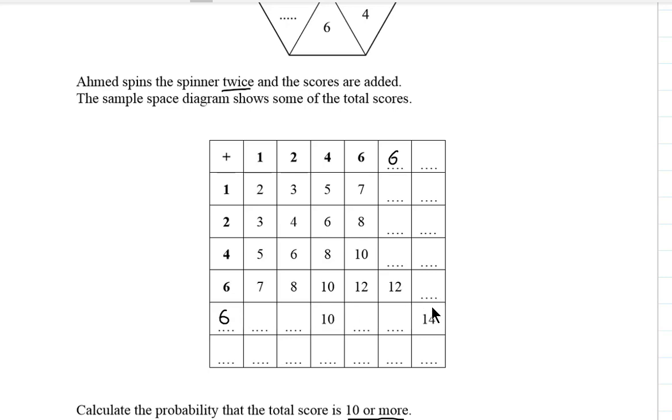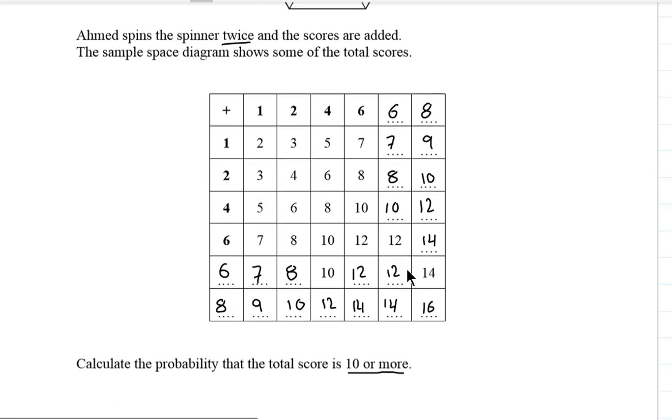What about this number? This number is 14, so it should be 8, of course. This should be 8, and also this should be 8. I will fill the rest of the squares now, okay? Now I have filled all the squares. The question said the probability to get 10 or more. I prefer to look at these row by row, okay?